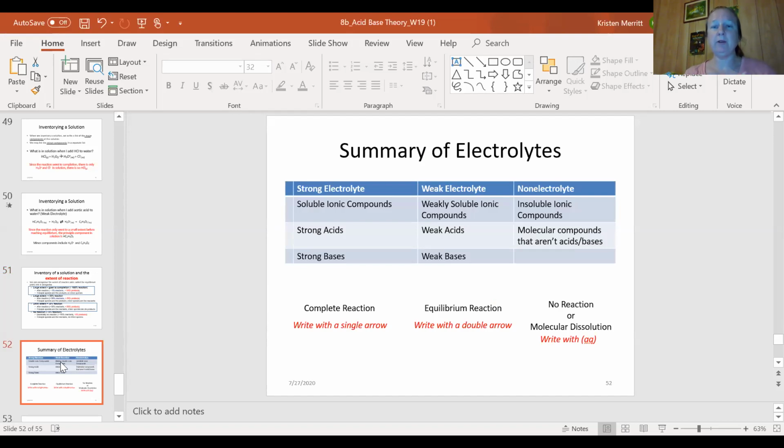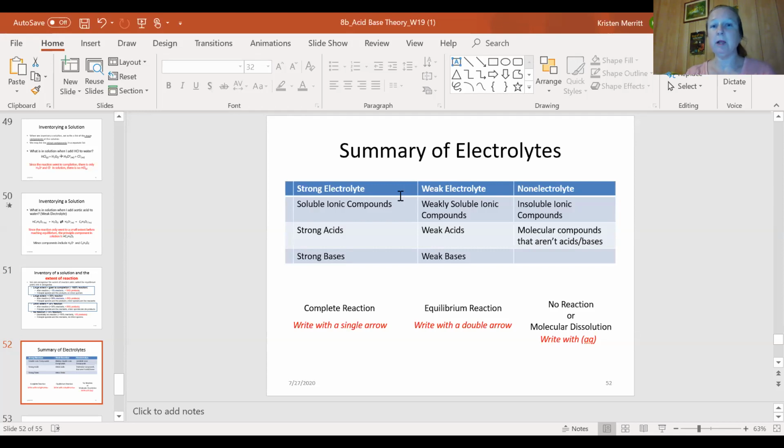So our electrolytes conduct electricity because they create ions. If you do not create ions, you do not conduct electricity. Sugar dissolved in water does not conduct electricity because it does not create ions. It's molecular dissolution. It dissolves, but it still stays as an intact sugar molecule. No ions, therefore no conductivity. If it just produces a little bit of ions, it's a weak electrolyte and it carries a weak current.